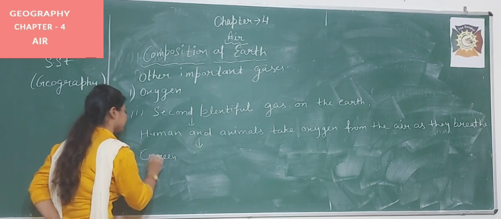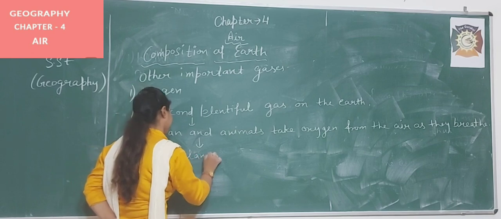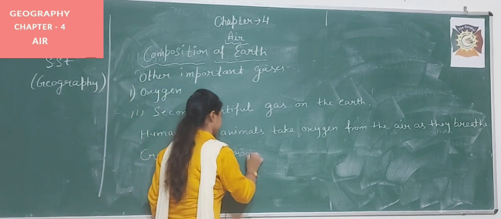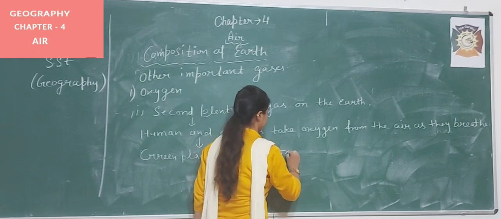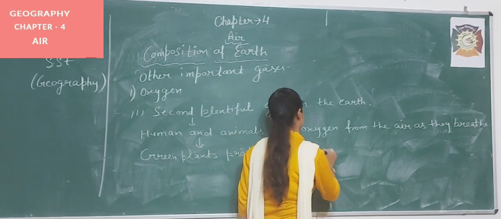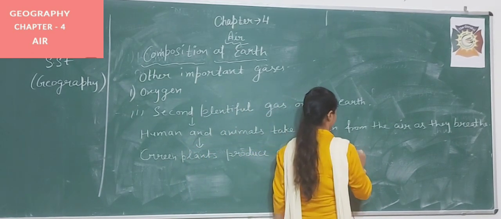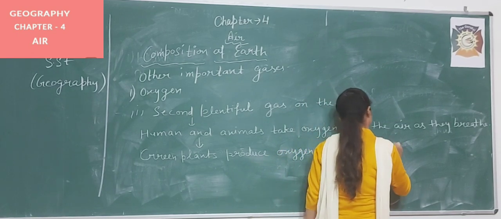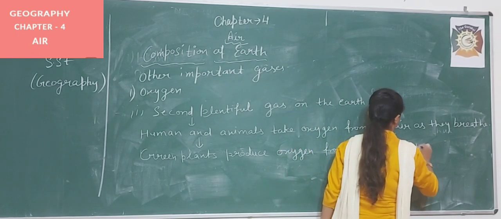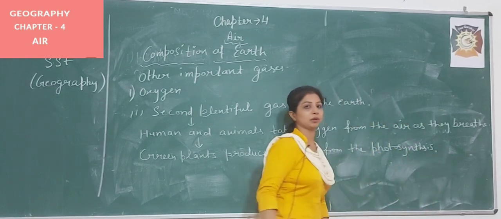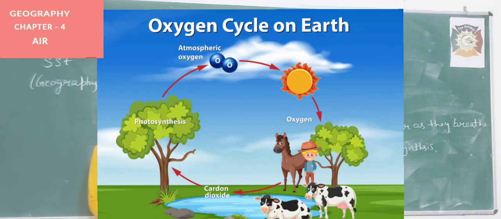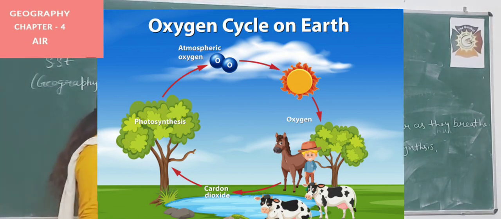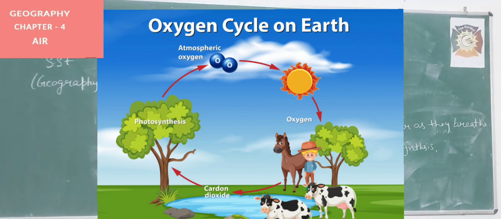Green plants produce oxygen from the photosynthesis. Okay, this was a process. You can see the diagram also. Here you can see human and animals take oxygen from the air as they breathe, and there are green plants, trees also. Green plants produce oxygen during photosynthesis.